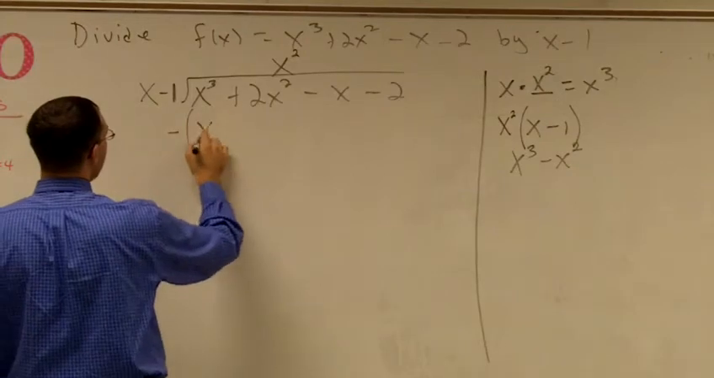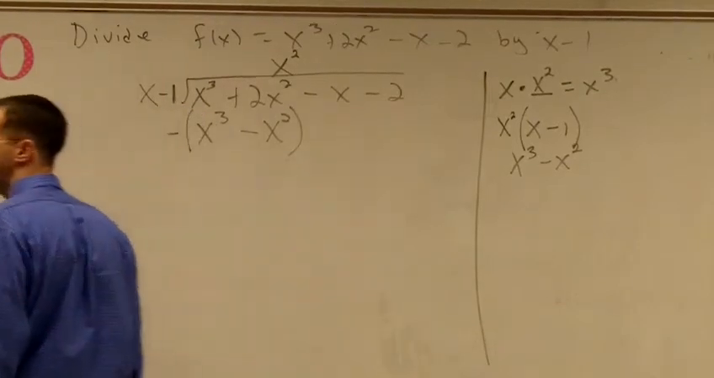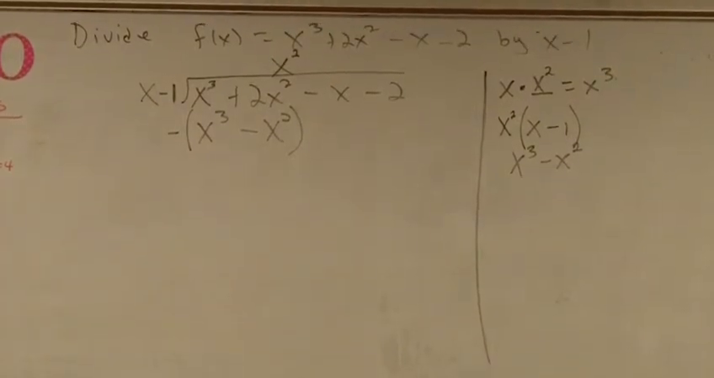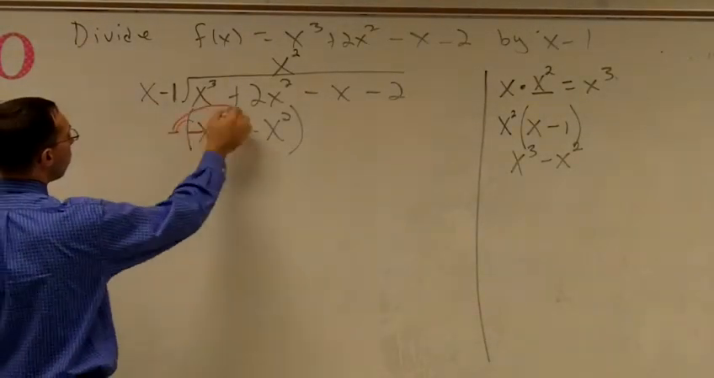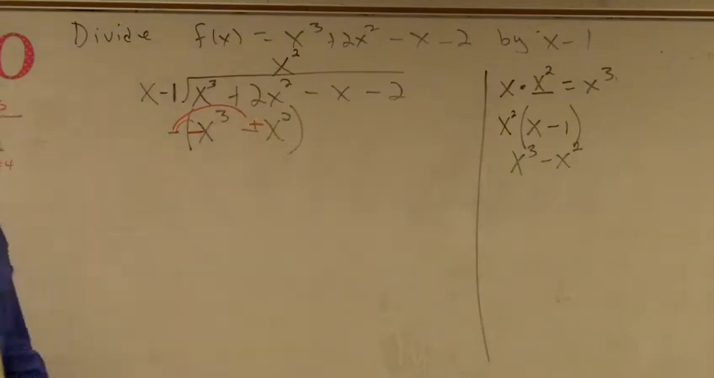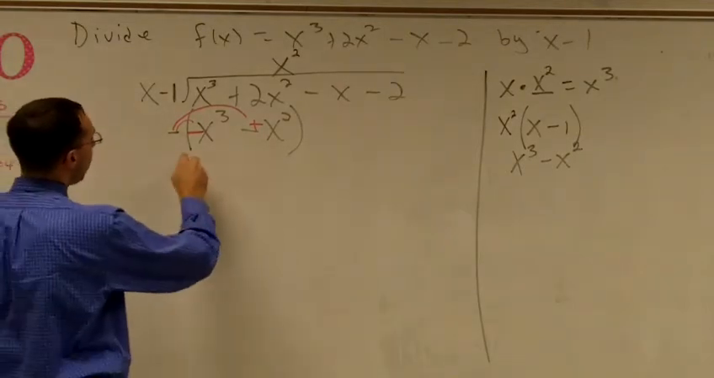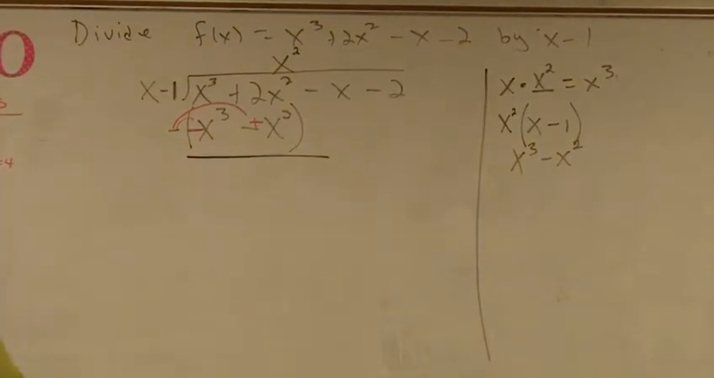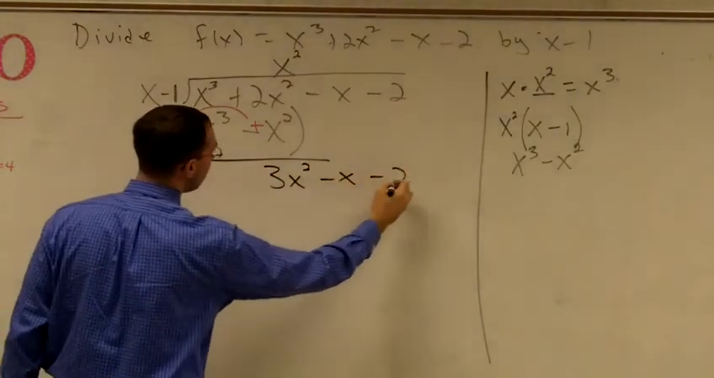And I'm going to subtract that off from my problem. I'm going to make sure I put it in a set of parentheses. I'm going to make sure that my x cubed term is lined up with x cubed and my x squared term is lined up with x squared. Then when we subtract, we're going to distribute the negative sign and then add. So when I distribute my negative sign here, x cubed becomes negative, x squared becomes positive. Now we're going to add. So x cubed plus negative x cubed, obviously 0. 2x squared plus 1x squared, that's 3x squared. And then you still have minus x minus 2.